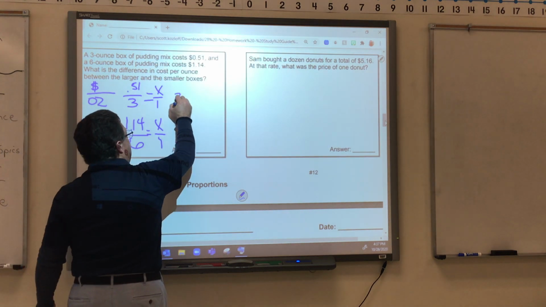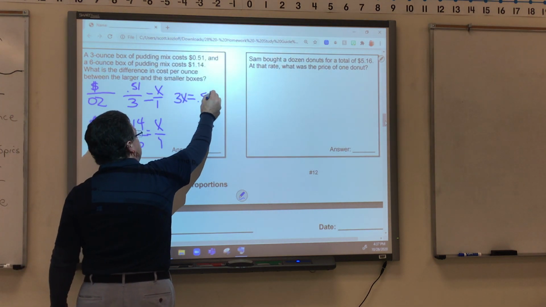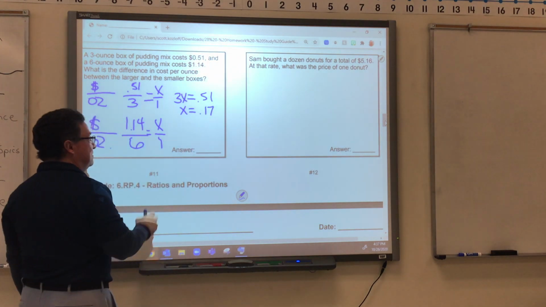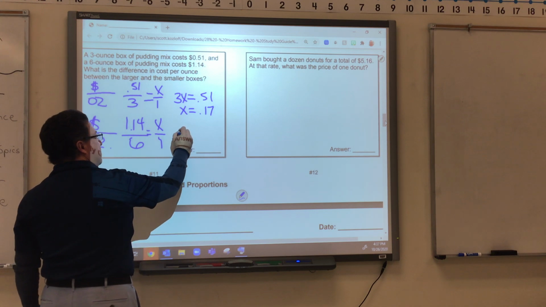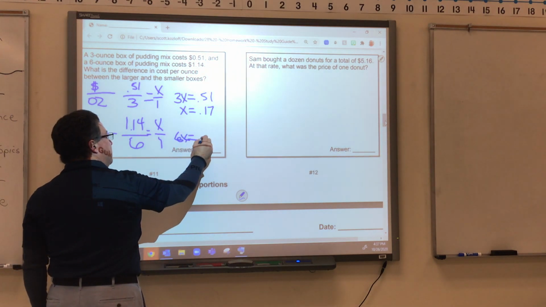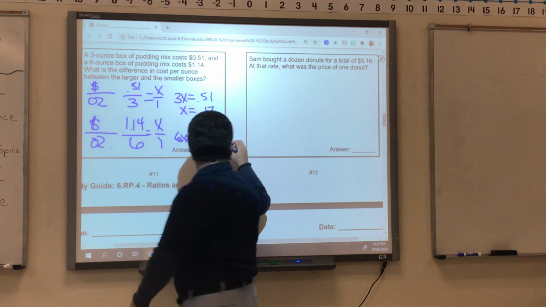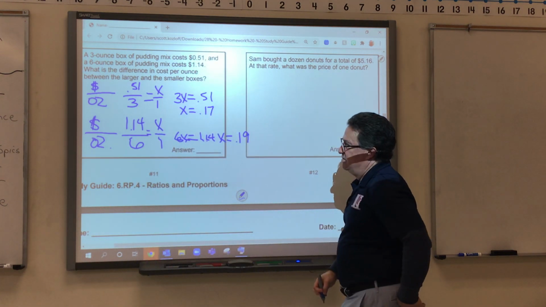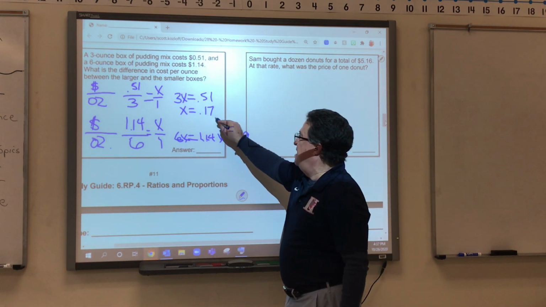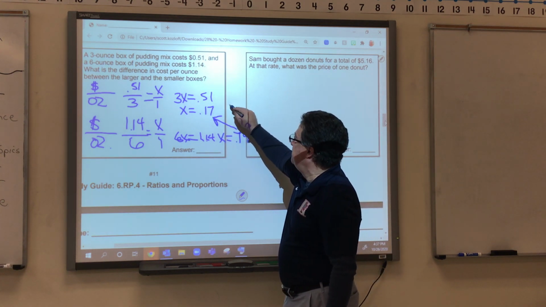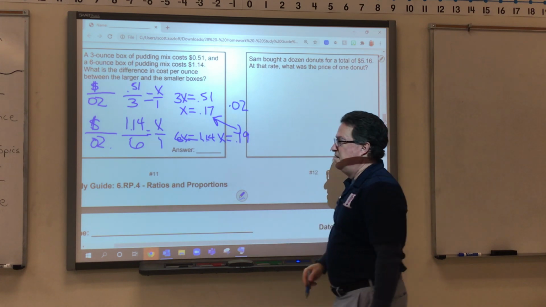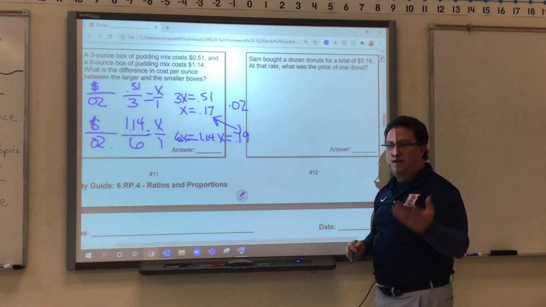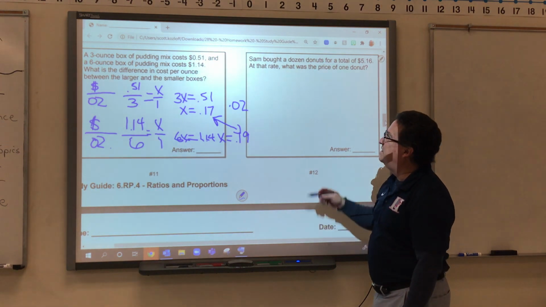When I do 3x equals 0.51, x is going to equal 17 cents. When I do that over here, I'm going to have 6x equaling $1.14, or x equaling 19 cents, okay? The difference between 19 and 17 is 2 cents, which is your answer. Stop and start that if you don't understand, because there will be a question like that on the test.